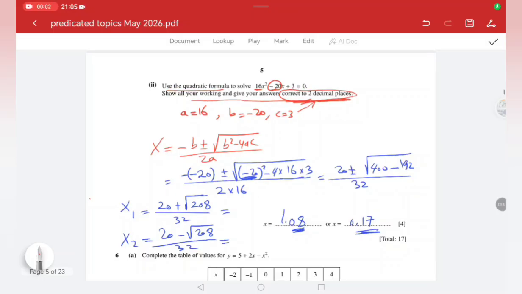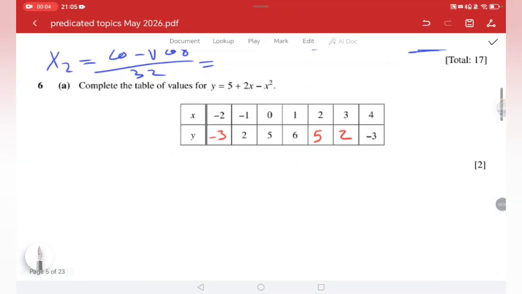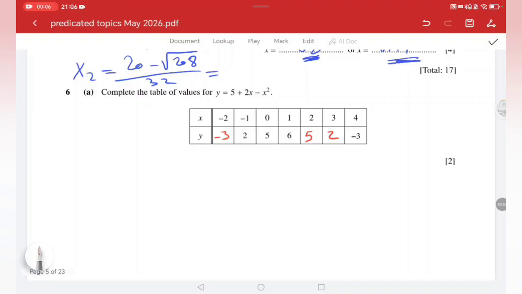Next question, question number 6. We need to complete the table and then plot the graph. Here I already found the points. I substituted just to save time.